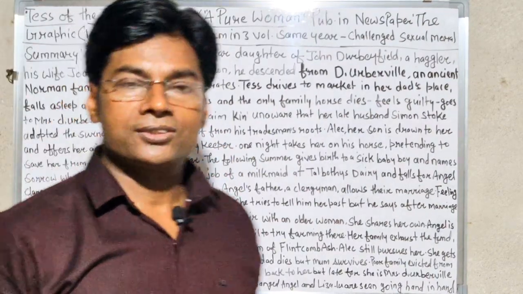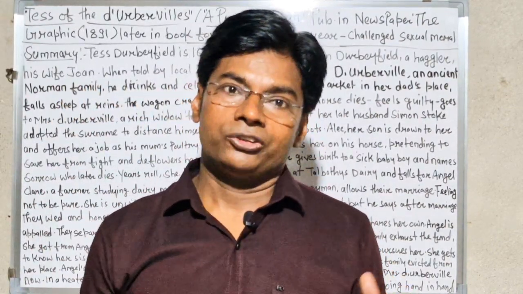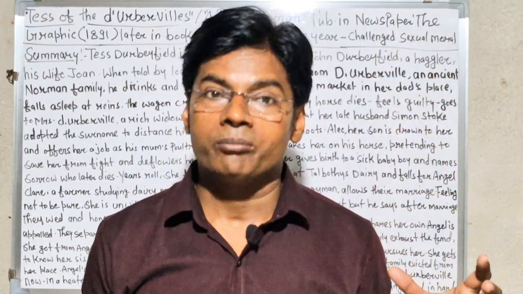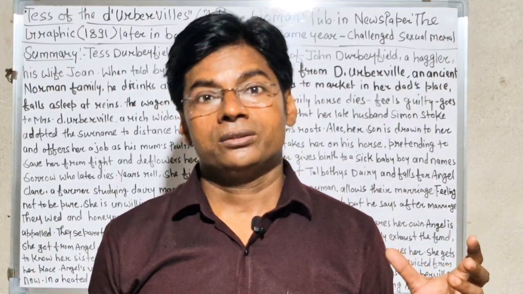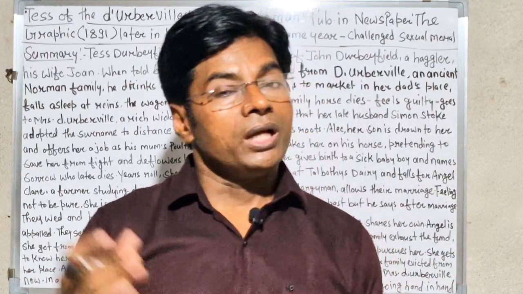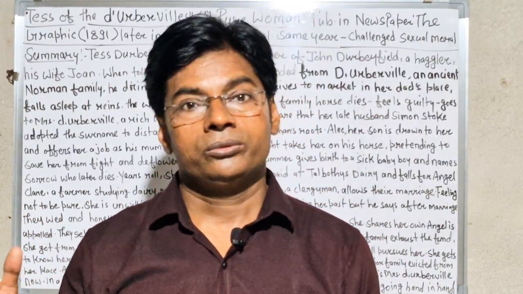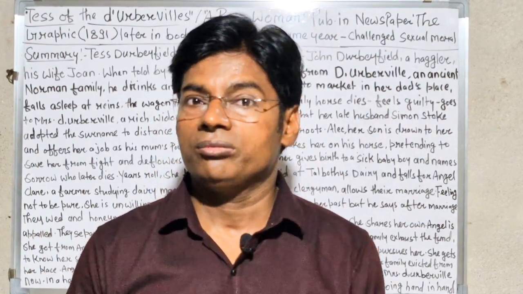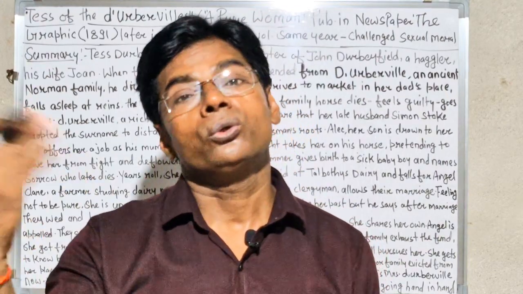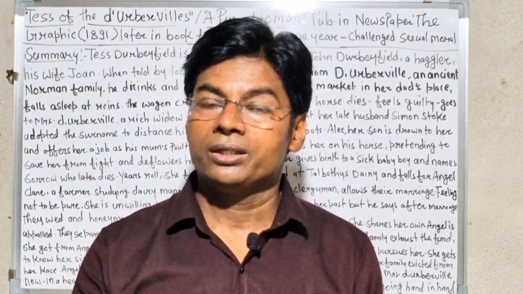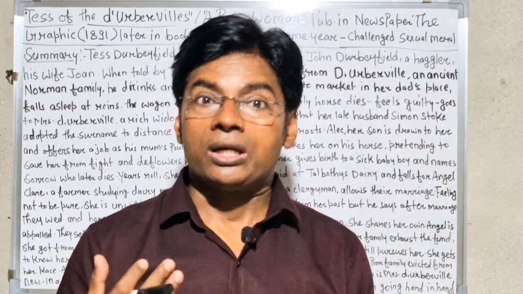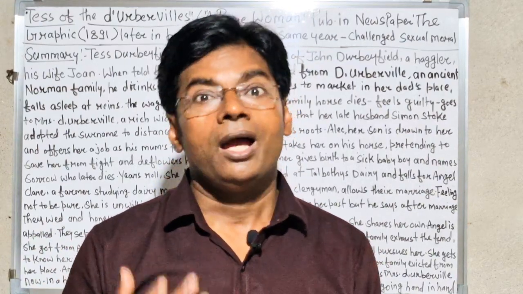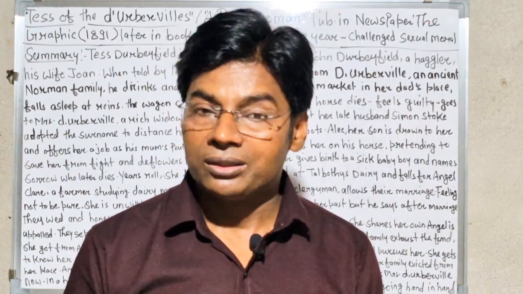Why? Because she gets to know that she descended from that ancient Norman family, D'Urberville. So there is a rich widow very close to the house or the residence of Tess. So now she goes to her. She goes to that woman, that rich widow, to claim kin, to claim that she is actually also a D'Urberville.